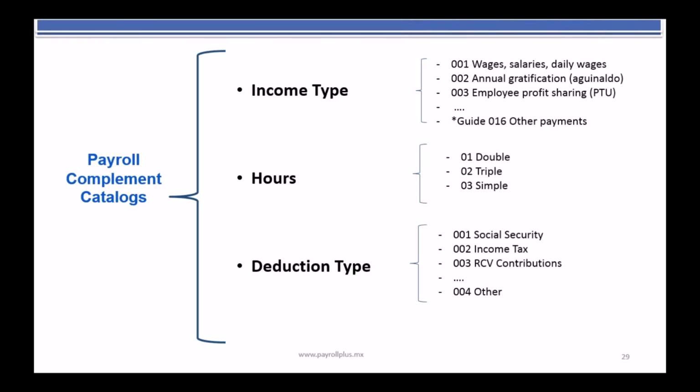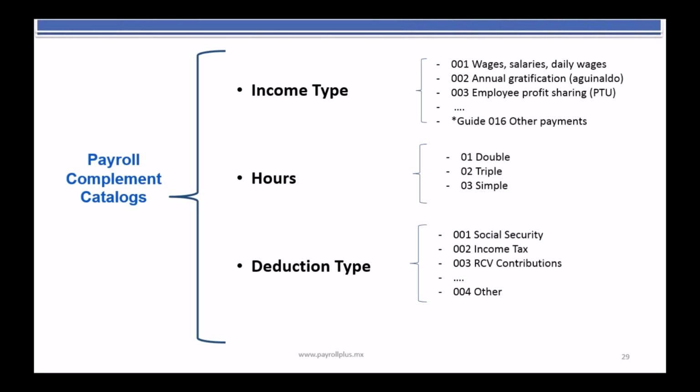and it is including 001 for wages, salaries, 002 for annual gratifications or Christmas bonus. So here we're going to have the option for each type of payment depending on what we are paying to the employees. It is important to mention that you can include as many income types as you're paying in a payroll cycle. For example, it can be wages, vacation premium, bonuses. It's important to separate each one of the payment types.